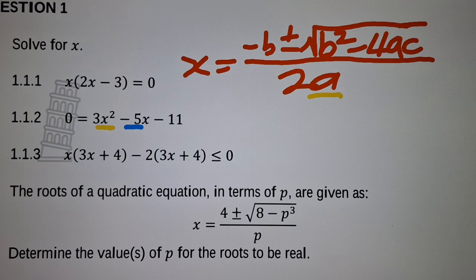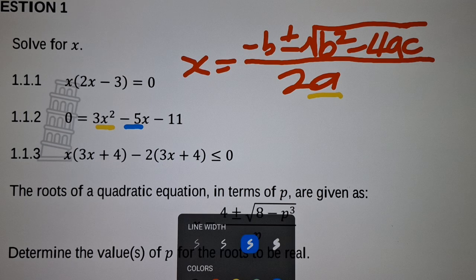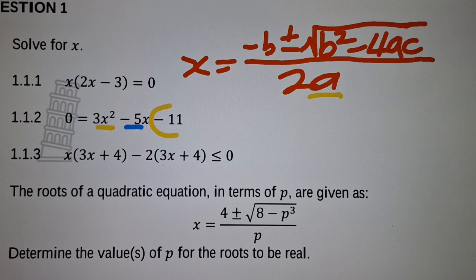C is represented by the constant, which is negative 11. When I say constant, I mean the number that doesn't have a variable. So negative 11 is alone there. It doesn't have an x. So that is the c inside of that quadratic equation.